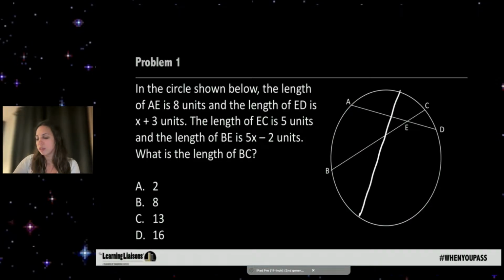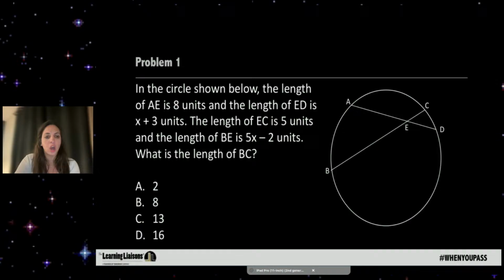I could draw one here, and here, and here. There's all sorts of different chords. Now, a diameter goes through the center of the circle, so this would be a diameter that is also a chord. And a radius starts at the center of the circle and extends to the outside. But AD and BC are none of the above.